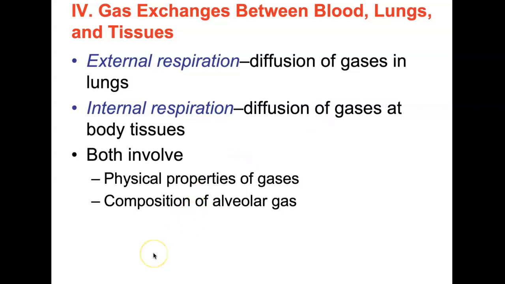We also looked at Boyle's law last time, which helped us understand how pressure is inversely proportional to volume. Thereby, when you are increasing the volume of your thoracic cavity, the pressure is going to drop, and vice versa. When the volume decreases, the pressure goes up, and this is really what enables air to move in and out of the thoracic cavity.